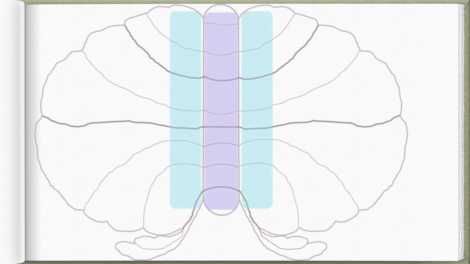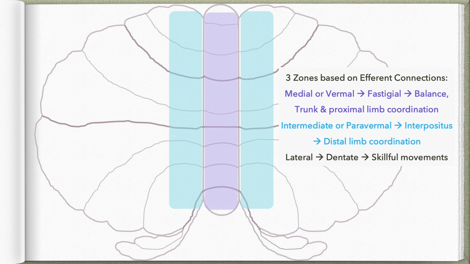The cerebellum is also divided into 3 zones based upon its efferent connections. A medial or the vermal zone, which is along the vermis, will project to fastigial nucleus, and it is concerned with balance, trunk and proximal limb coordination. The intermediate or the paravermal zone are shown in blue color here. The neurons located in the cortex in this region will project to nucleus interpositus, and they are involved with distal limb coordination. The rest of the lateral hemispheres will project to dentate nucleus, and they are involved with skillful movements.